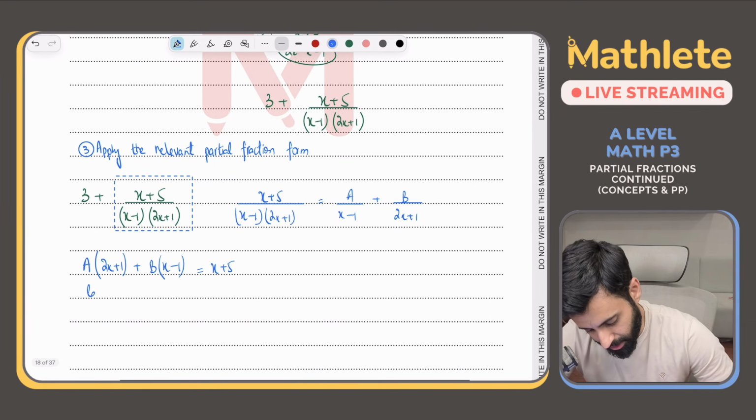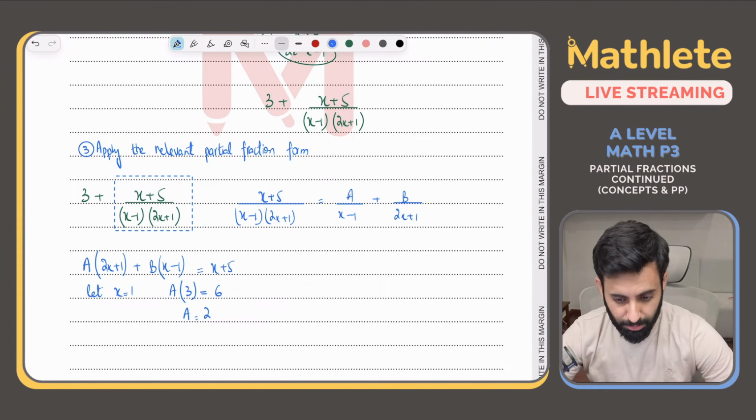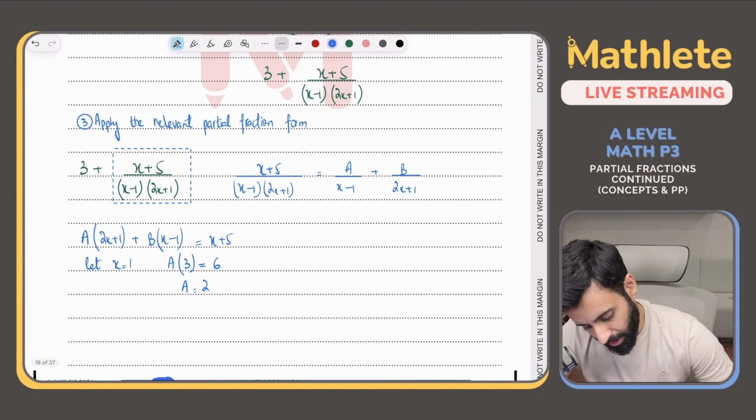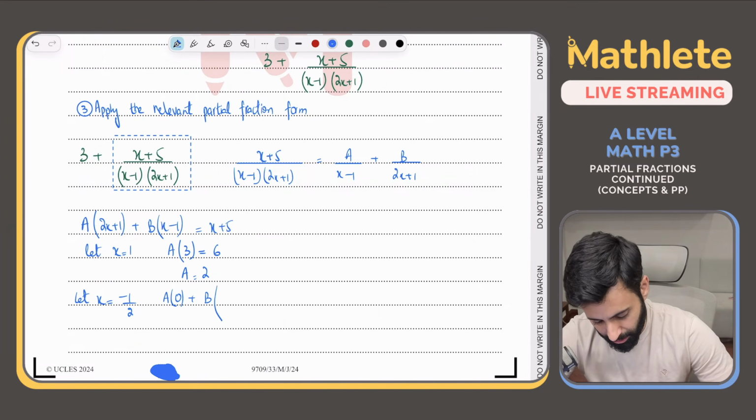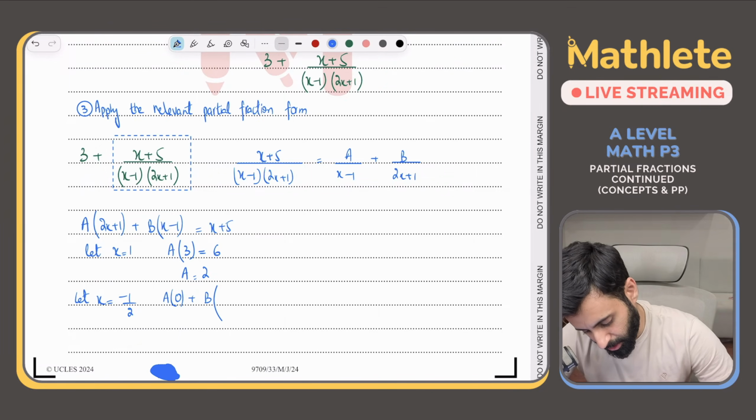Now let's start substituting values. Let x be equal to 1 so that b gets eliminated. So we have a times 2 times 1 is 2, 2 plus 1 is 3, and 5 plus 1 equals 6. So a is equal to 6 upon 3, which is equal to 2. Then we let x be equal to minus 1 upon 2, where a gets eliminated, and b turns out to be minus 1 upon 2 minus 1, so that's minus 3 upon 2.